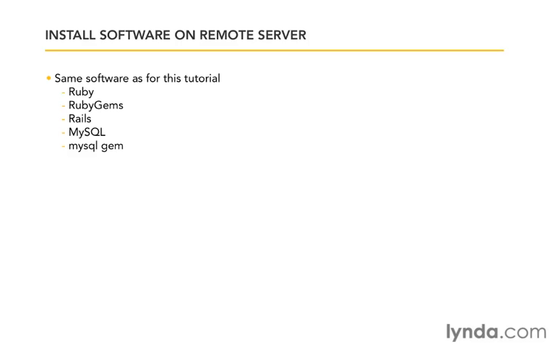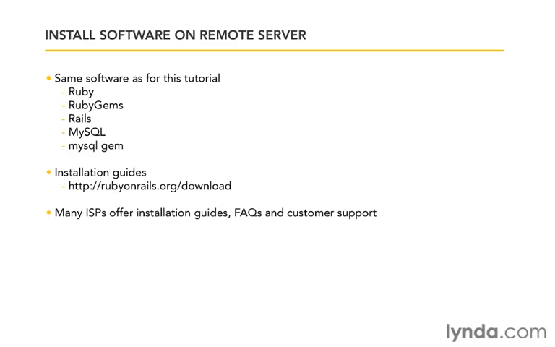Well, the best advice on knowing how to install these things is always going to be found at rubyonrails.org/download. That's where you can find the information you need to help get all of these pieces installed. Many ISPs also offer their own installation guides, frequently asked questions, and have customer support that can help you out if you get stuck. And Google is your friend here. If you're having problems with installation, Google around. Someone out there has written an installation guide for exactly your circumstances, I promise.